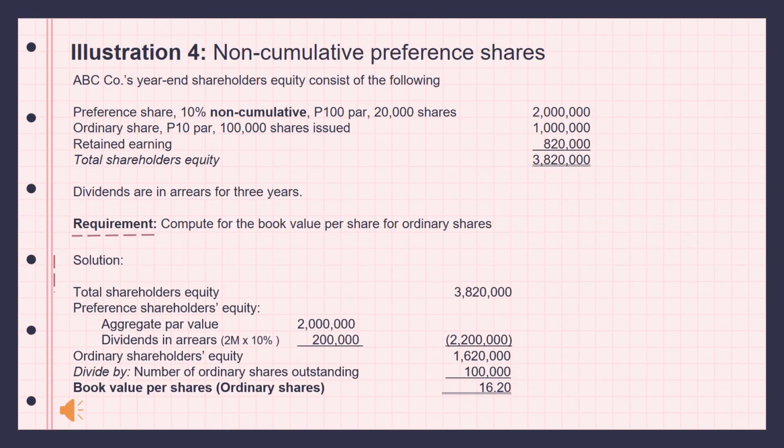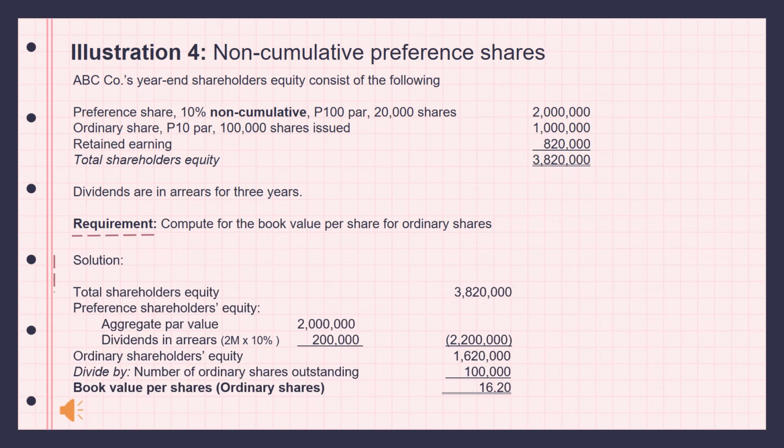Illustration number 4, non-cumulative preference shares. ABC Co's year-end shareholders equity consists of the following: preference shares 10% non-cumulative na 2 million, ordinary share 1 million, retained earning 820,000, total shareholders equity 3,820,000. Additional info, dividends are in arrears for 3 years. So dito sa problem, non-cumulative yung preference shares. Kapag non-cumulative, yung current year lang ng dividends ang kukunin natin.